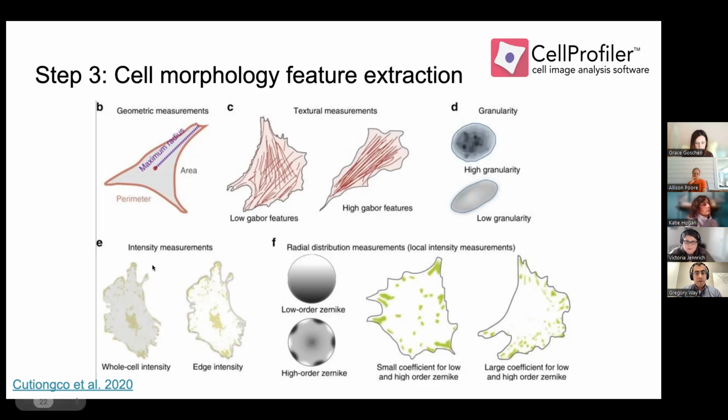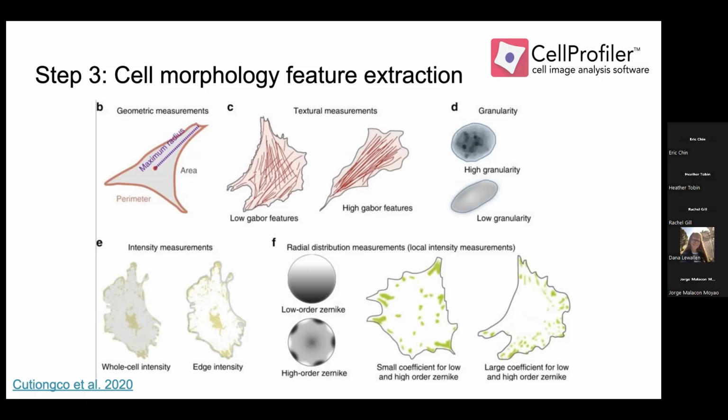We also look at intensity measurements broadly. So how much intensity is present for a particular channel in that cell. If it has high mito intensity, there's a lot of mitochondria activity going on. And we can also look at different sections of intensity. So is there a lot of intensity around the plasma membrane, or is it really localized close to the nucleus?